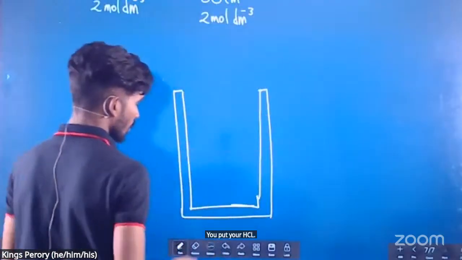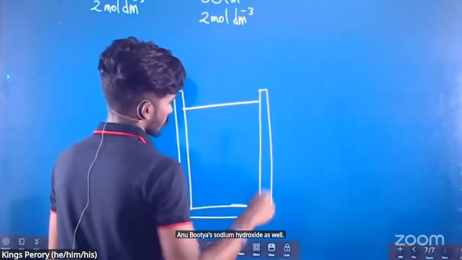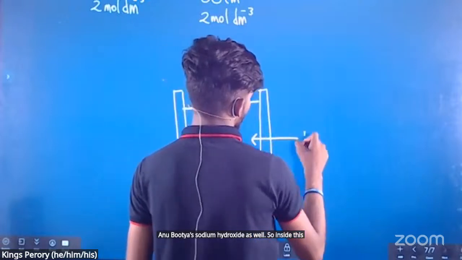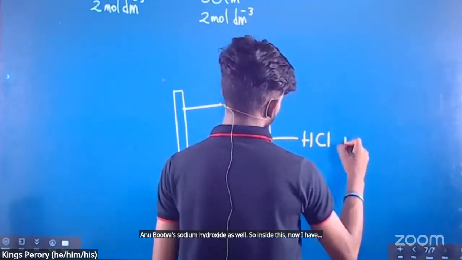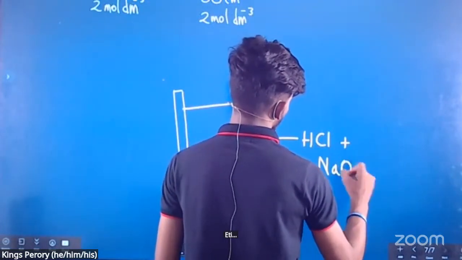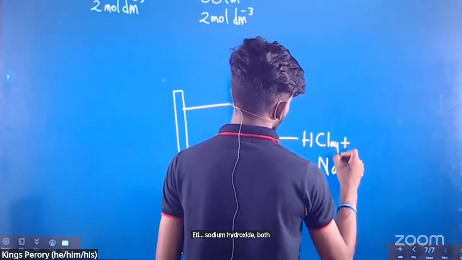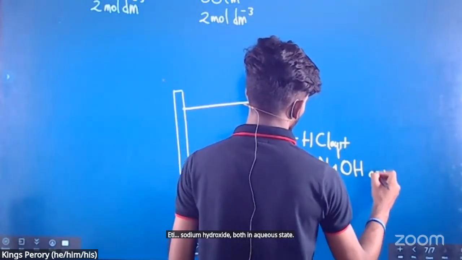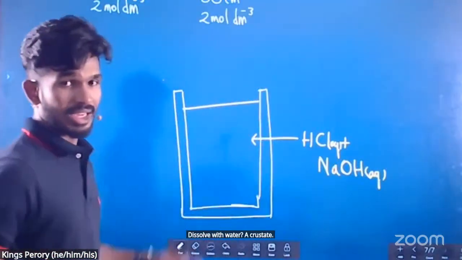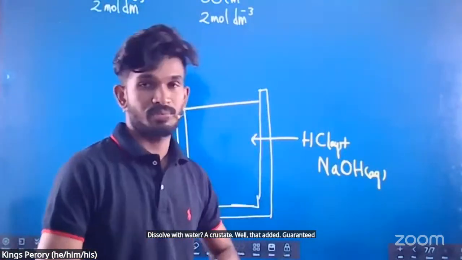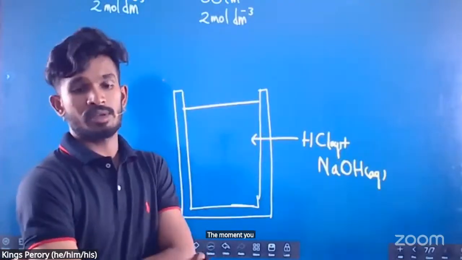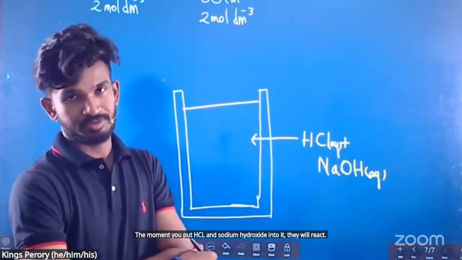And you put your sodium hydroxide as well. So inside this now I have HCl and sodium hydroxide, both in aqueous state, dissolved with water. Both are added. Guaranteed they are going to react. The moment you put HCl and sodium hydroxide into it, they will react.